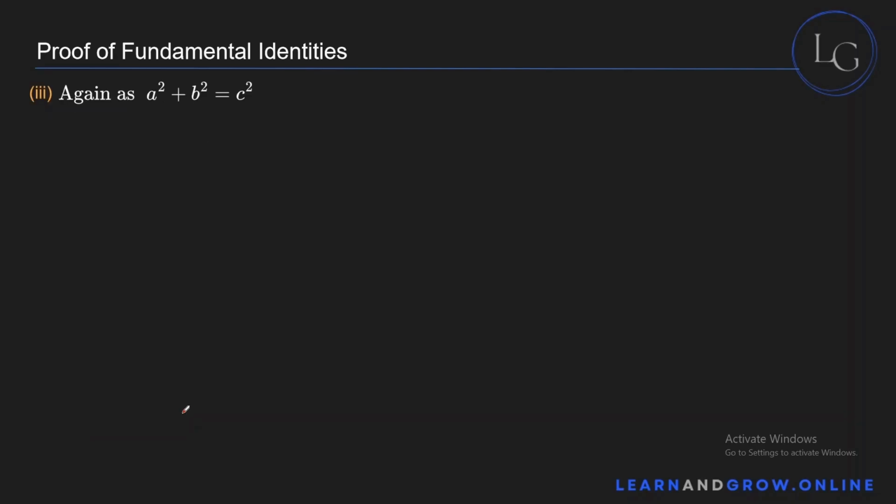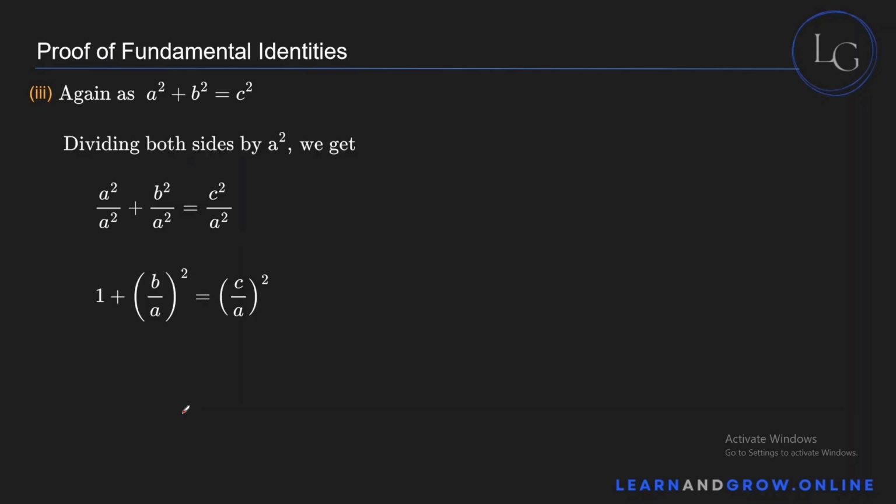And similarly, again, we have a square plus b square is equal to c square, and when you divide both sides by a square, that just results in the identity that 1 plus cotangent square theta is equal to cosecant square theta. And well, that just proves all three identities.